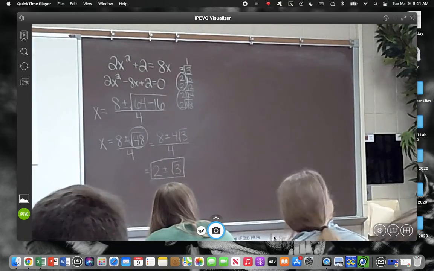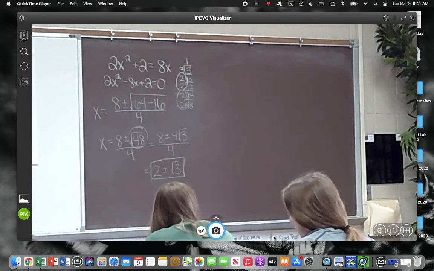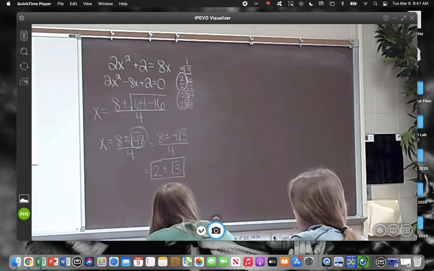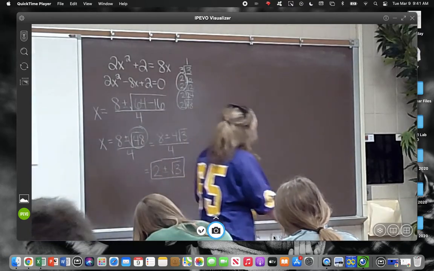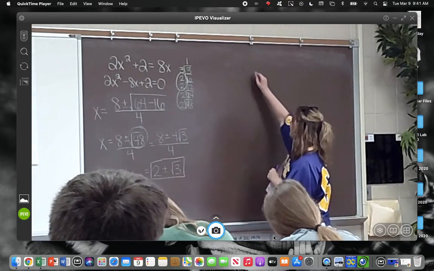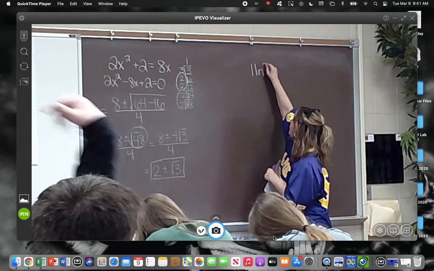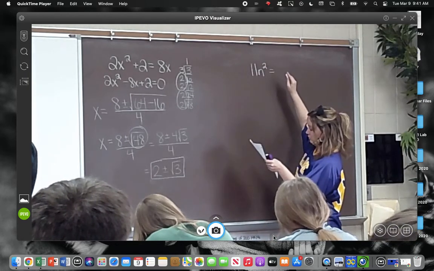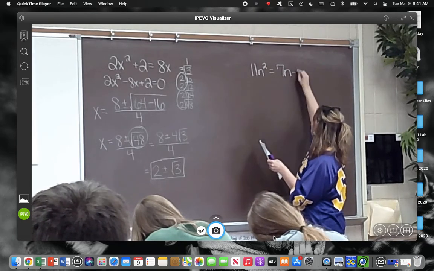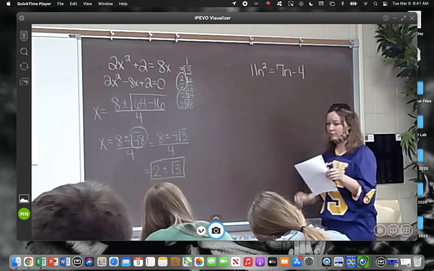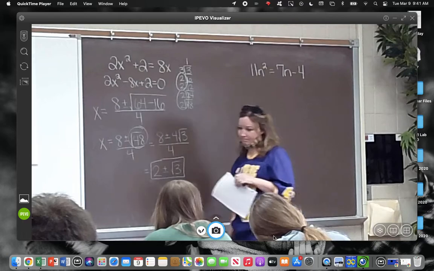I think in a way, when they're not perfect squares, it's a little bit easier. There's less work to do, I guess. Now, my final example for today looks like this.